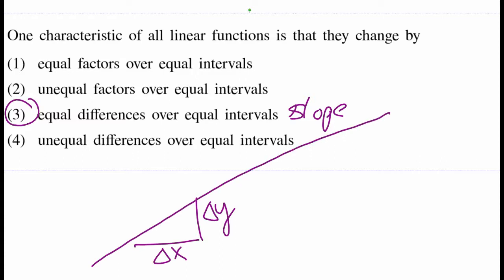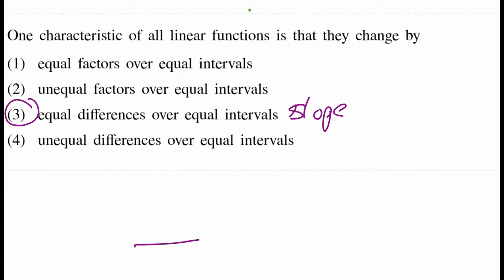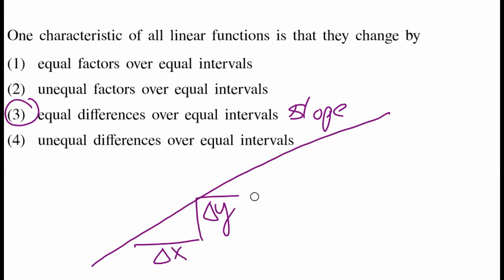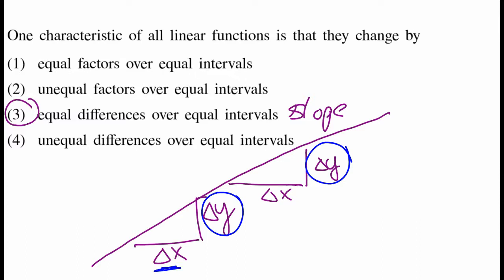If I have a line here, if I go over that same change in x, let me not go too far. I'm going to erase that line I just drew. If I go over that same change in x, there's my change in x again, my change in y has to be the same. I have equal differences. It's describing the slope. If I go over 5 units and up 15 units, when I go over 5 units again, I still have to go up 15 to create that linear pattern. So linear functions have a constant rate of change, but they also change by equal differences over equal intervals.